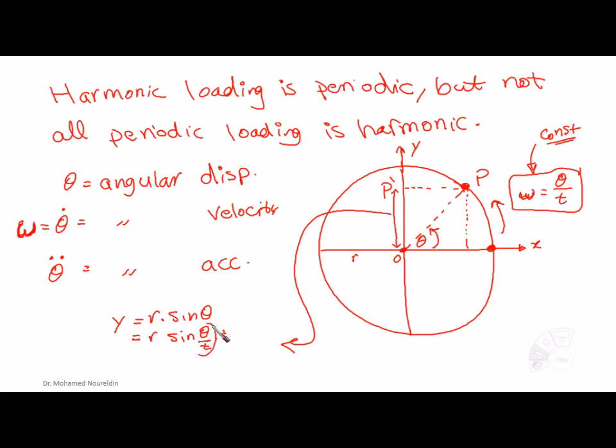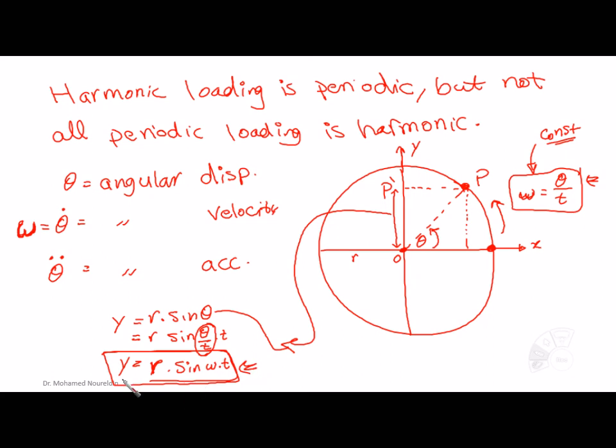But look at this, what is theta over t? Exactly the angular velocity, so we can put y equal to r sine omega t. So the vertical projection is directly equal to r sine theta, and we manipulate it to find that y equals r sine omega t. That's a very nice description.